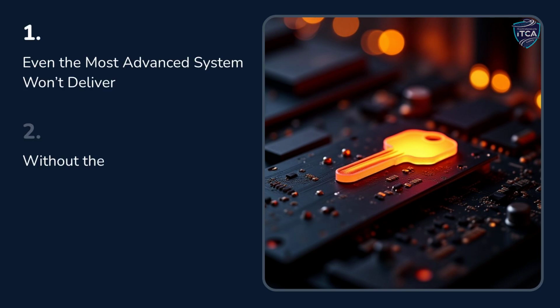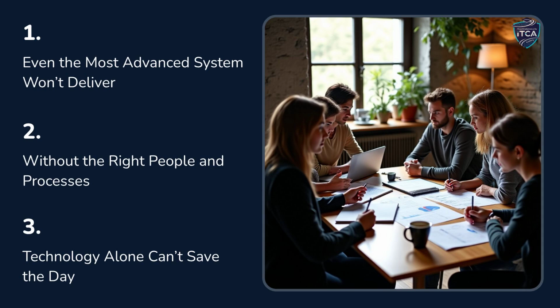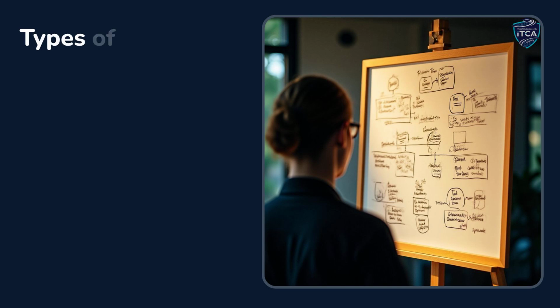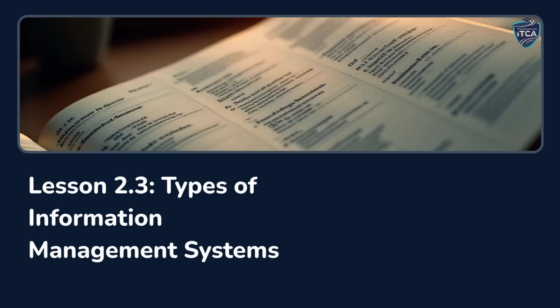Here's the key insight. Technology alone can't save the day. Without the right people and processes, even the most advanced system won't deliver value. Or security. Speaking of systems, let's look at the different types organizations use. Lesson 2.3, Types of Information Management Systems.